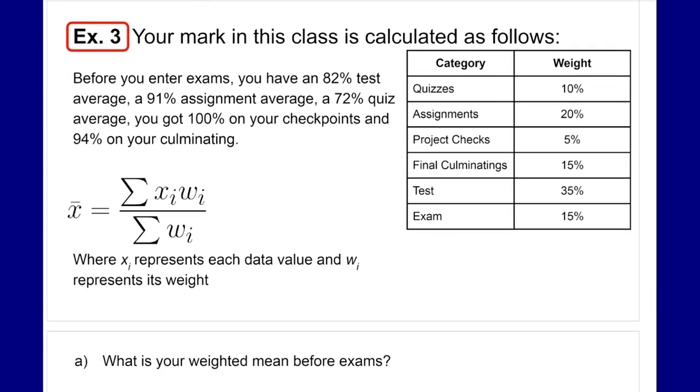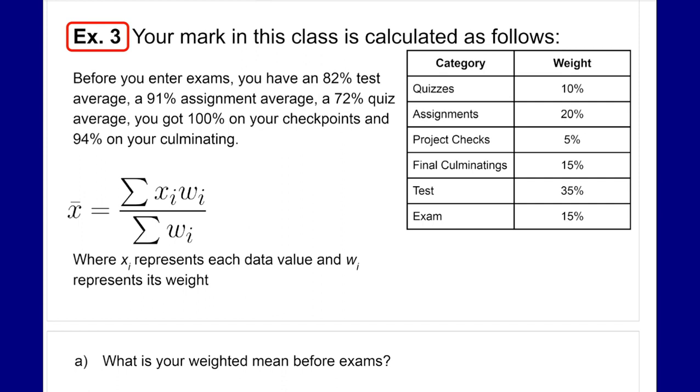Next, the last example we're going to look at is a weighted mean. We've already looked at this a little bit before when we did some of the probability distributions. But in this example, your mark in class is calculated as follows. Right before you enter exams, marks are: quizzes, 10%, assignments, 20%, project checks, 5%, final culminating is 15%. Tests are 35%, and then your final exam is 15%.